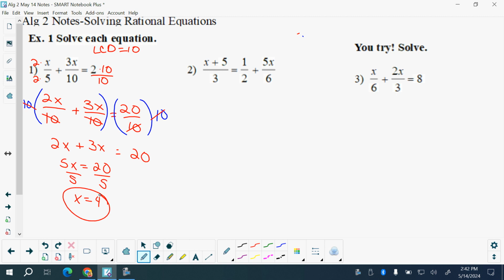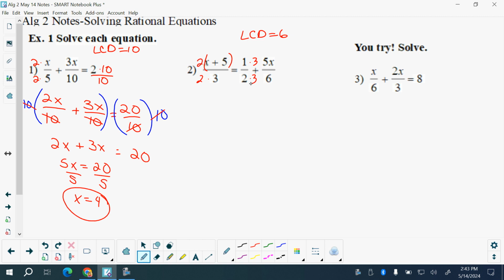Okay, so what do we do on number 2? What's our least common denominator on number 2? 6. So on the first fraction, we multiply by 2. We're looking at the 3 times 2 is 6. So we multiply numerator and denominator by 2. What about the 1/2? 3. And then the 5x over 6, we don't need to multiply anything by that, right? Because it's already a 6 in the denominator.